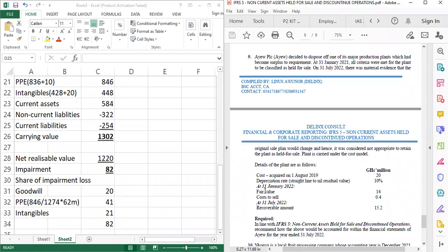Now, these figures given to us should show that at 31 January 20, no, this should be 2021, because at that date, at the date of classification, we need to compare the current value with the what? The net realizable value. So I'm sure that this should be at 31 January 2021. Let me check the question.